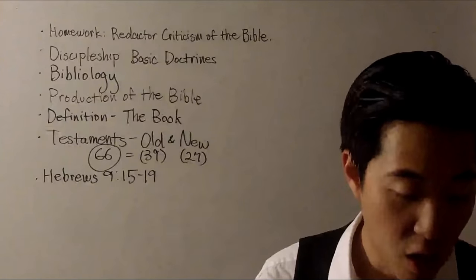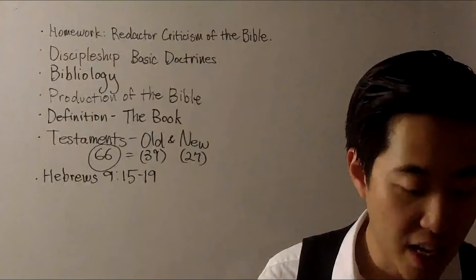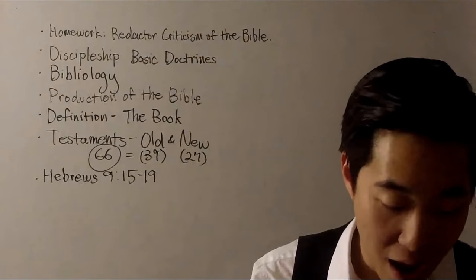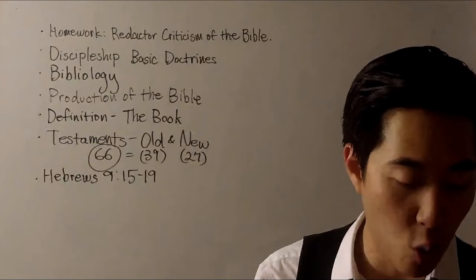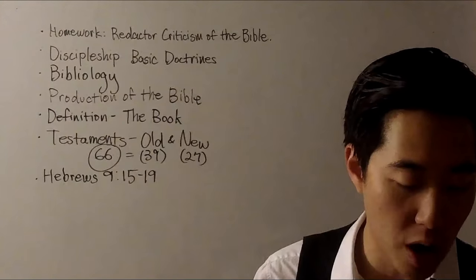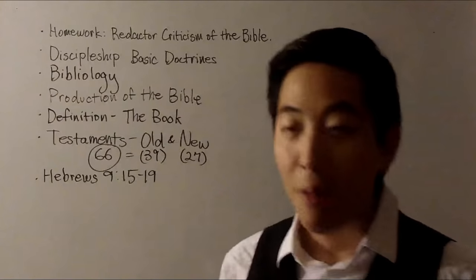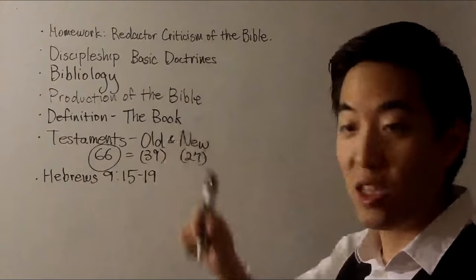Look at verse 18. "Whereupon neither the first testament was dedicated without blood. For when Moses had spoken every precept to all the people according to the law, he took the blood of calves and of goats, with water, and scarlet wool." Look at that. Because of the blood of the animals, that's why the Old Testament could occur.